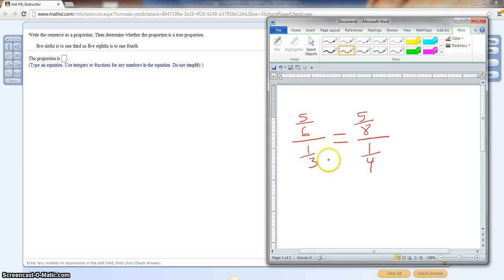Now, this is how you would have to actually type it into the MyMathLab. You would have to take your 5/8, then hit the division sign, 1/3, then the equal sign, then actually this should be 5/6, not 5/8. It should be 5/6 divided by 1/3 is equal to 5/8 divided by 1/4. Now this is what it's going to look like. This represents this here.